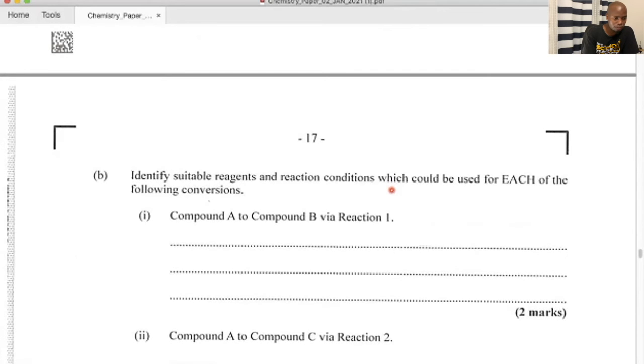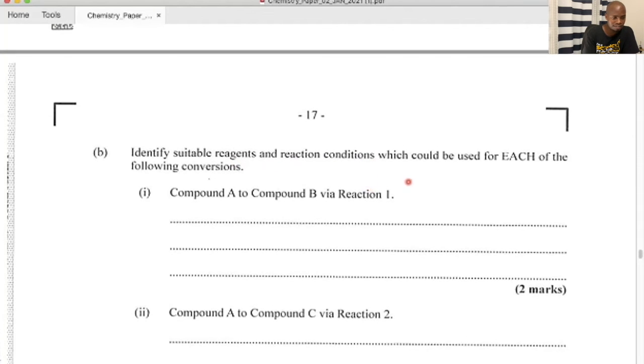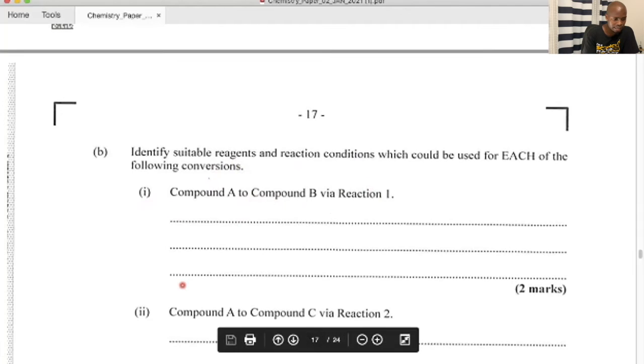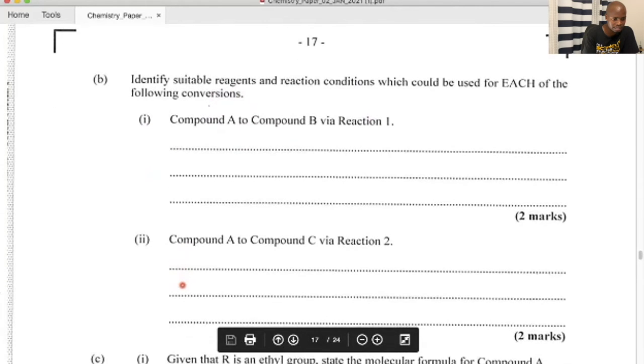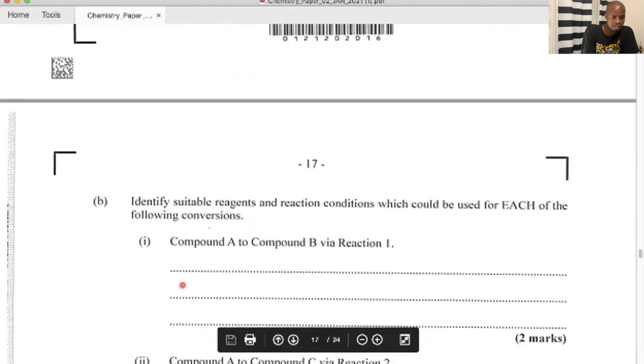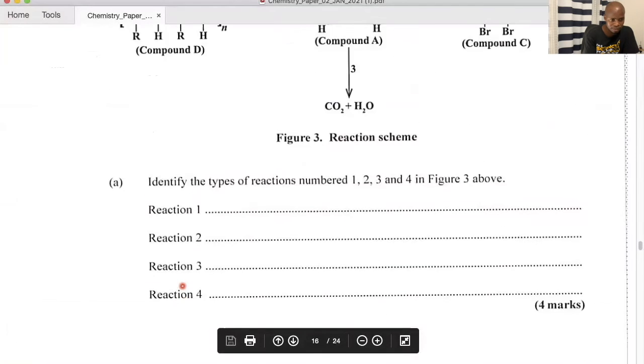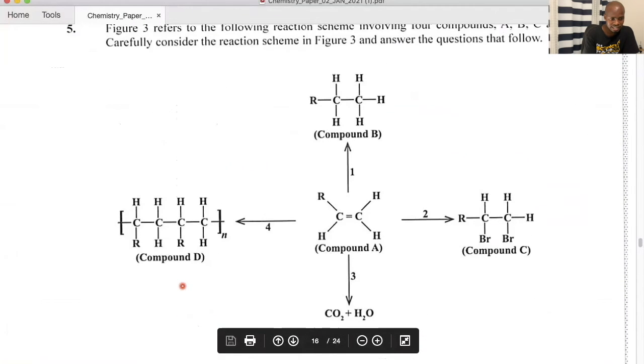Compound A to compound B, we need to identify suitable reagents and reaction conditions which could be used for each of the following conversions. Moving from compound A to compound B, that's for part 1, and from compound A to compound C via reaction 2. So we'll go back to our main diagram and fill in the reaction conditions.